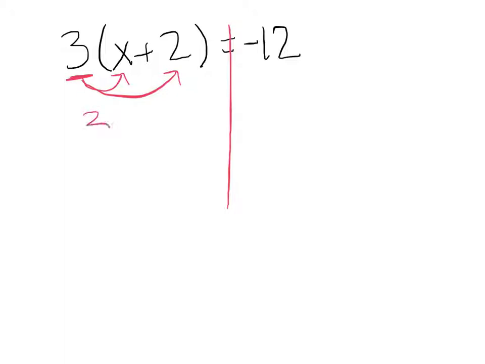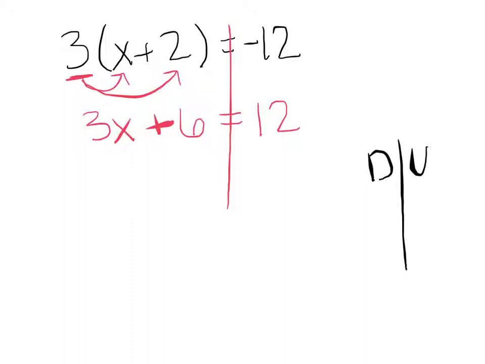3 times x is 3x. 3 times 2 is positive 6. So now we can see, hey, that looks just like the equations that we've been doing for the past couple of videos. We can do our do and undo chart. If you don't want to do the do and undo chart, that's okay. I'm going to draw one just this first time so we can remember what it looks like.